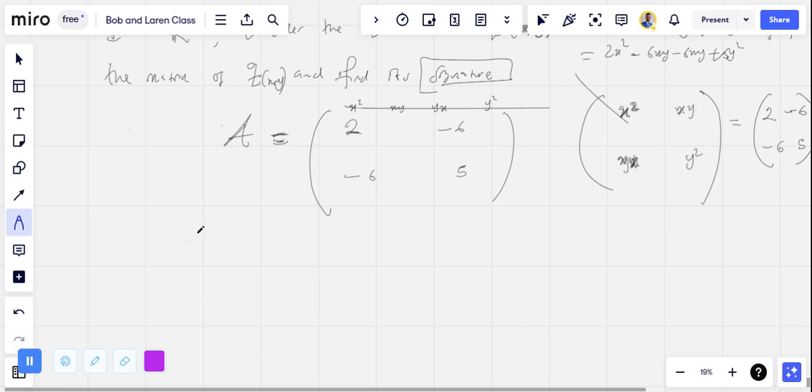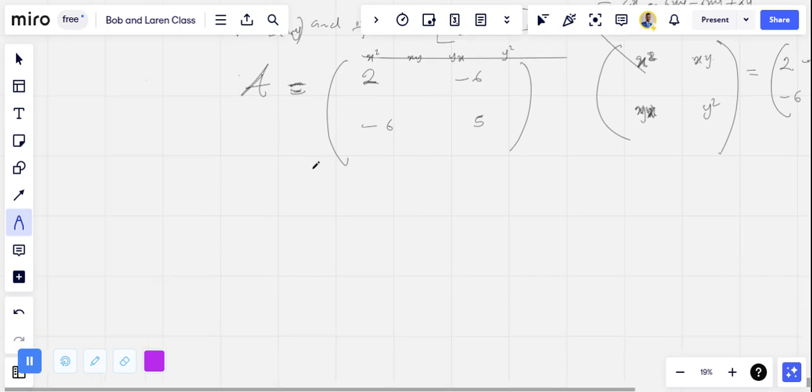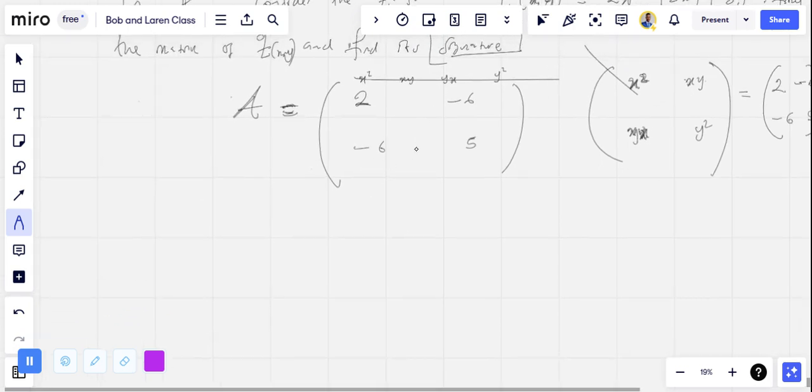So to now look for its signature, before you can look for the signature, you need to make sure that you express this matrix to a row echelon form.